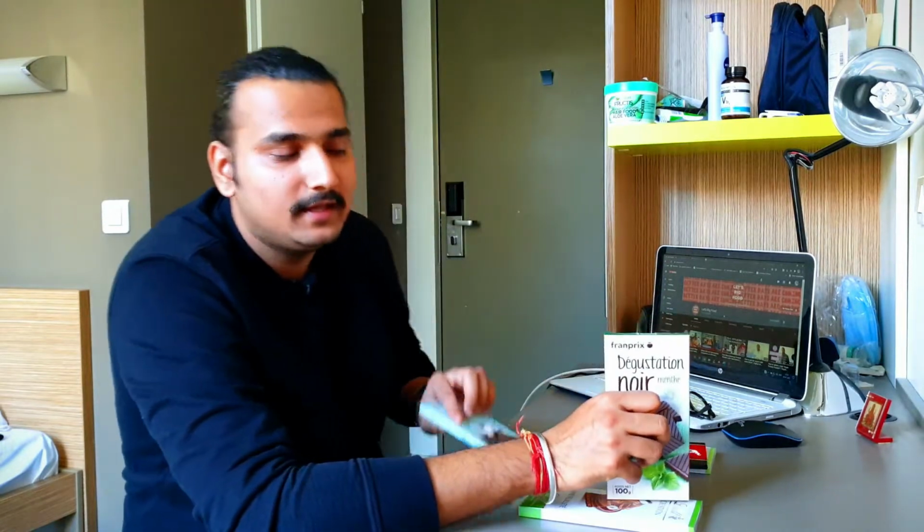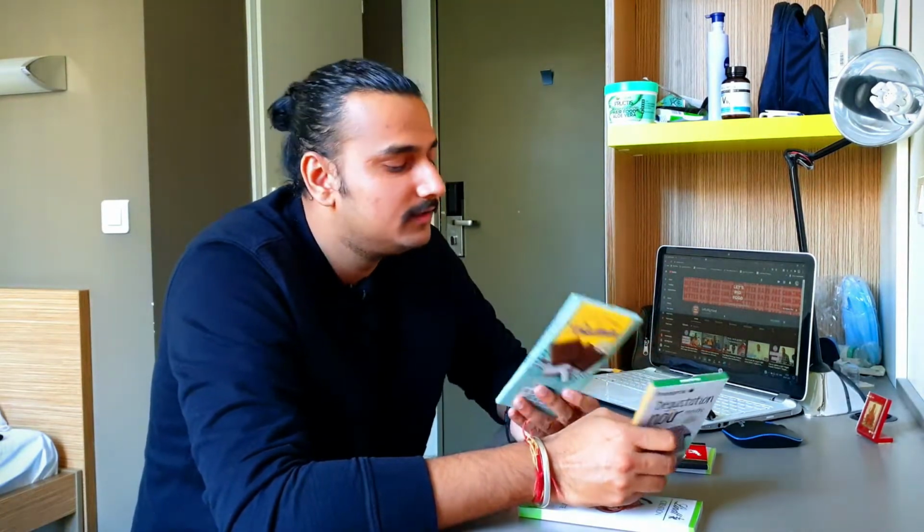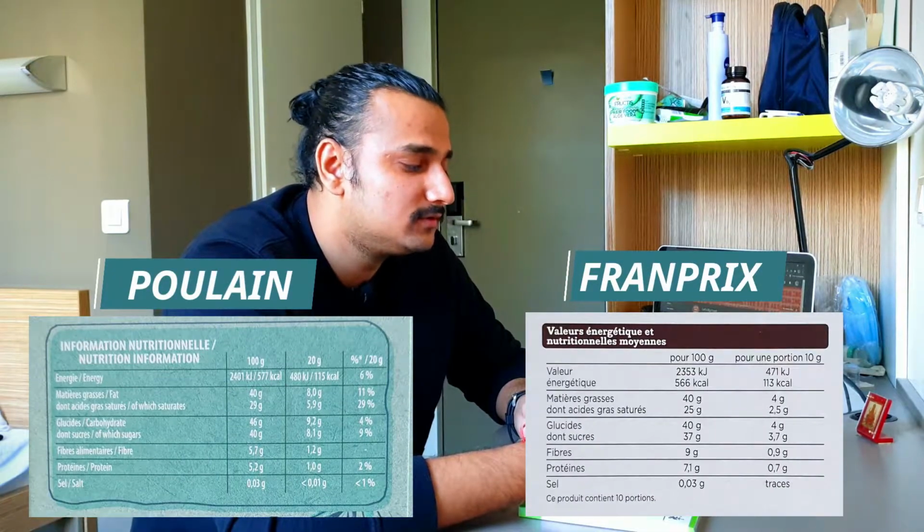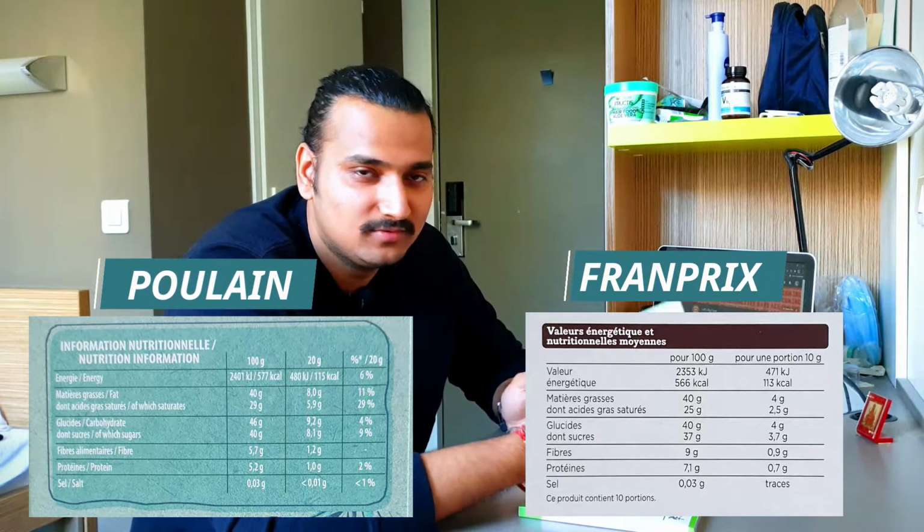And then the chocolates from the Fampi and the Poulin brand both have around 40 grams of fat per 100 gram of this chocolate.